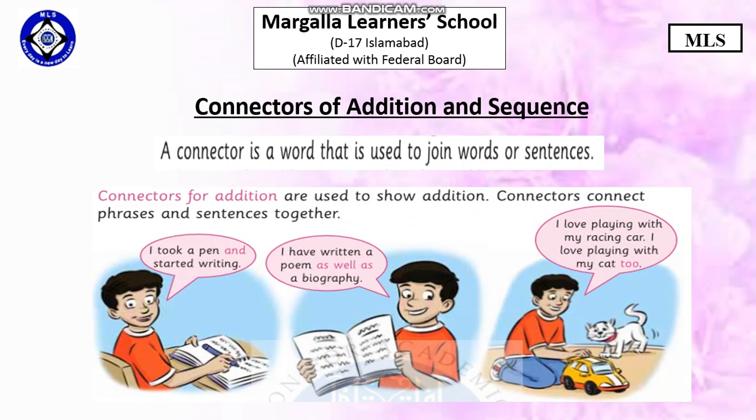Let's look at the examples below. I took a pen and started writing. Now here, and is joining the two phrases. Let's look at the second picture. I have written a poem as well as a biography. Now let's look at the third picture. I love playing with my racing car. I love playing with my cat too. These all are connectors for addition.